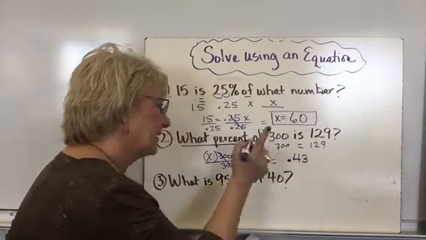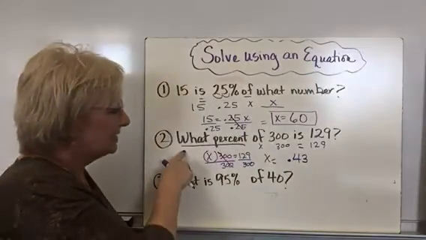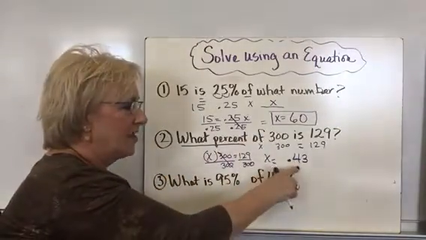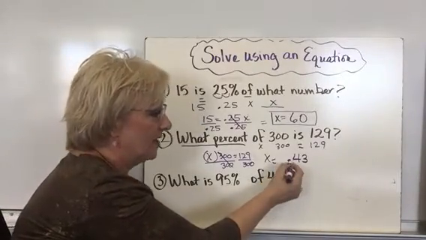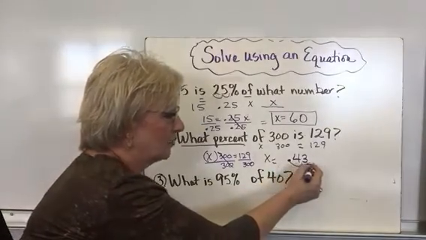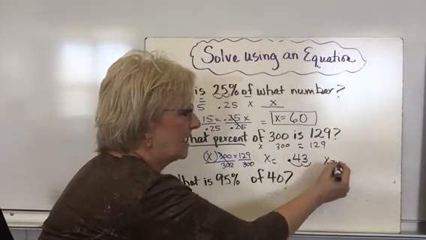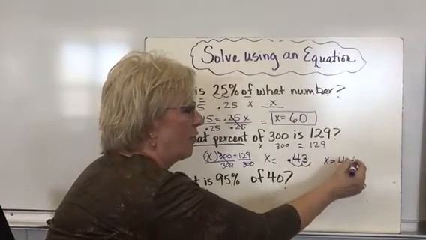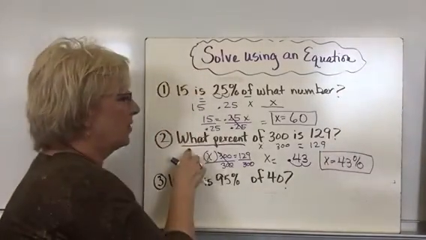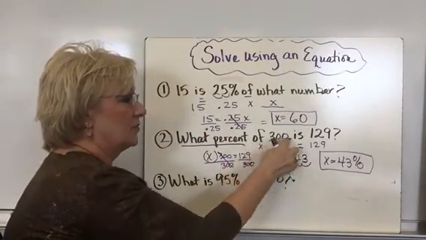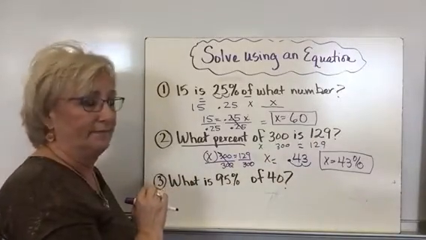0.43. Now, this is where you have to be careful. It's asking for what percent? Well, I've got my answer as a decimal. So how do I change my decimal to a percent? I've got to move that decimal 2 places over to the right. So x is going to actually equal 43%. And it would read 43% of 300 is 129.